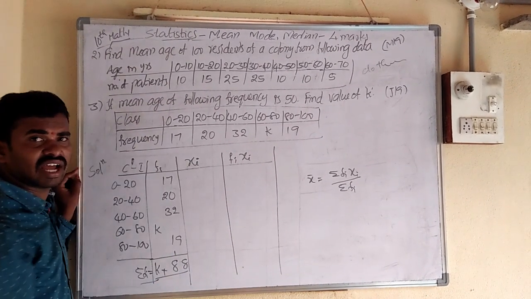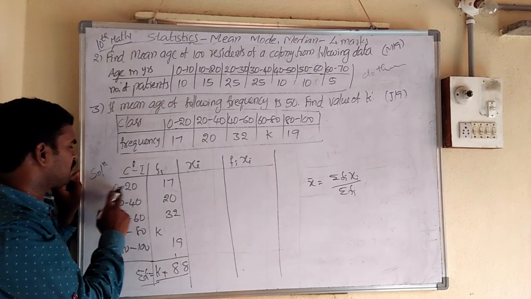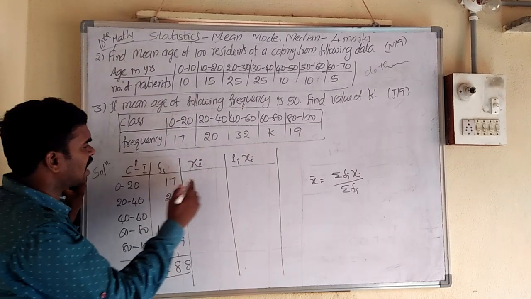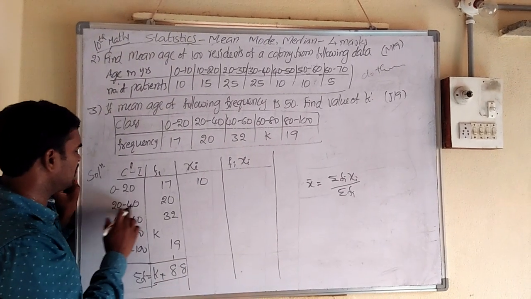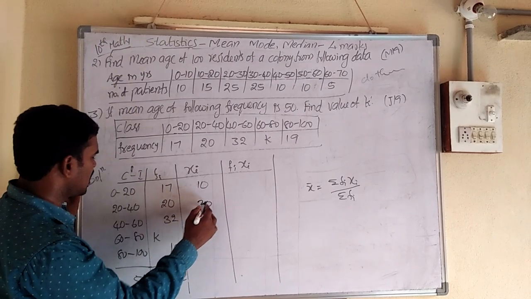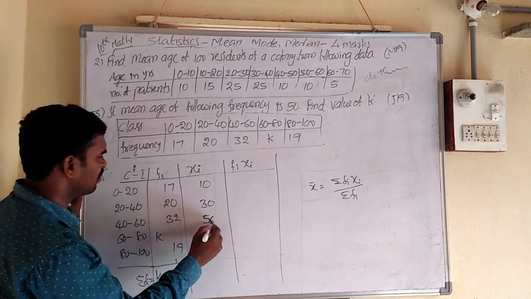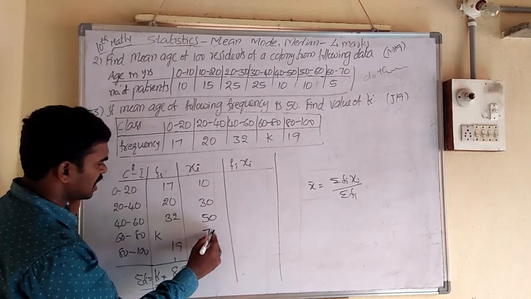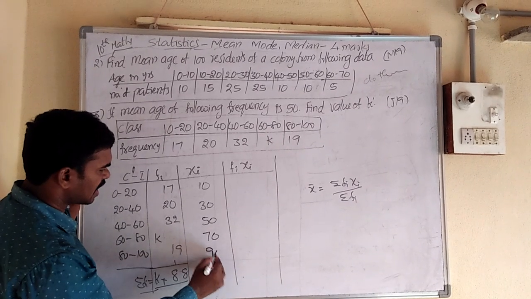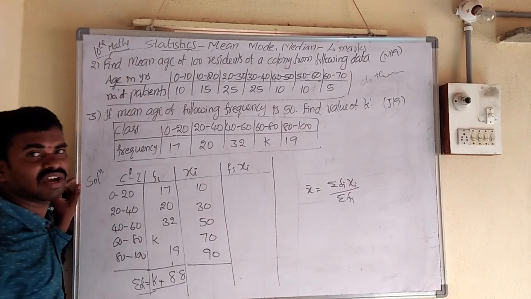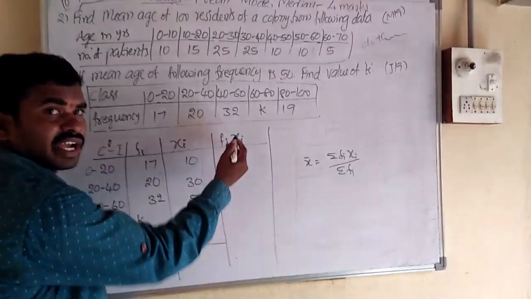Next the xi values. Midpoint of these two. 0 and 20, middle value 10. Next 20 and 40, middle value 30. Next 40 and 60, middle value 50. Next 70. Next 80 to 100, 90. So these are the xi values, the observations. Then fi xi.